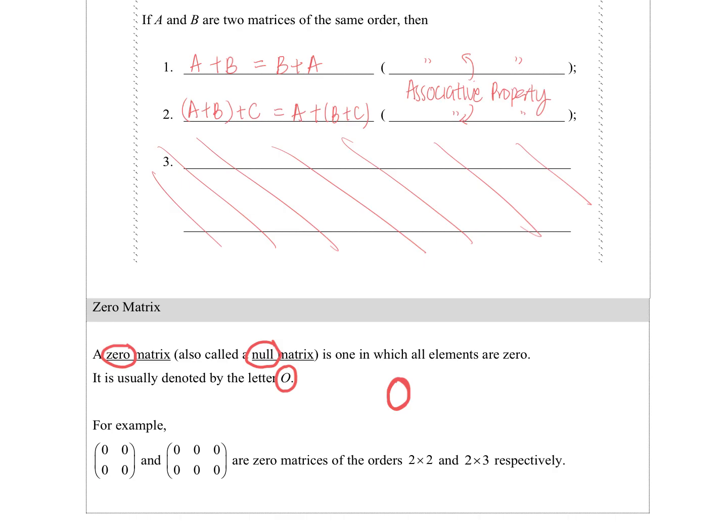So this is of order 2 by 2. They are not exactly the same. This is order 2 by 3. That means I write like that. Then my matrix is 0, 0, 0, 0. They will write O.